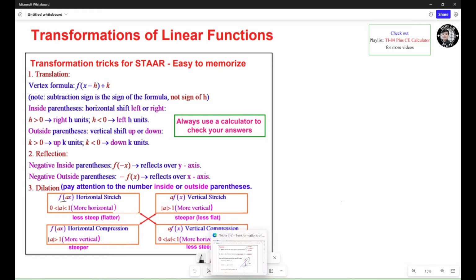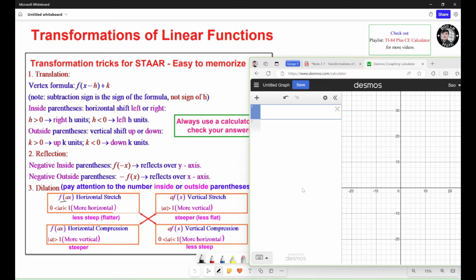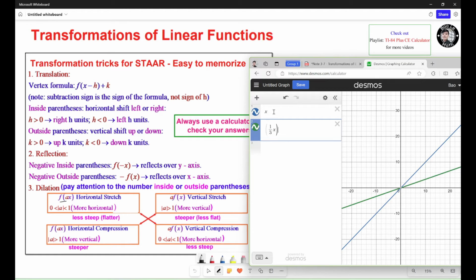Now let's take a look at the example. I have the parent function y equals s. Now I have the new function 1/3 s. And you see the green one more horizontal or horizontal stretch.